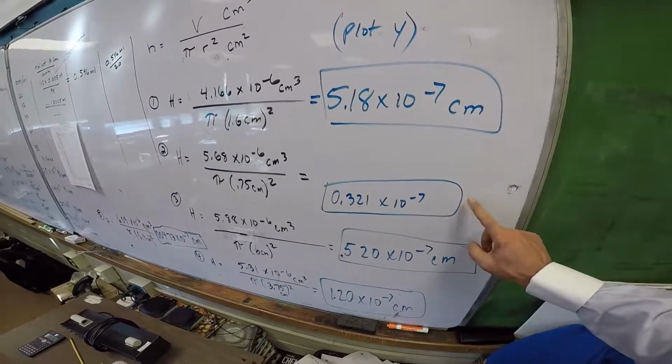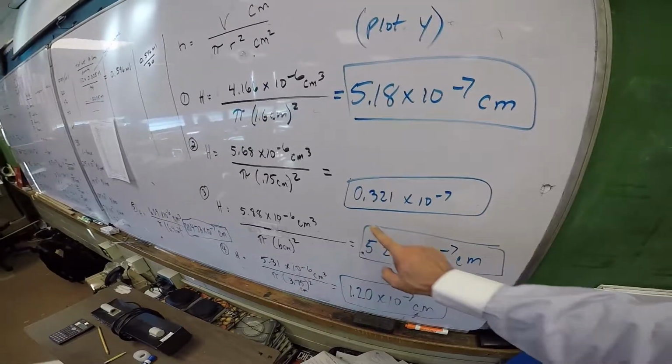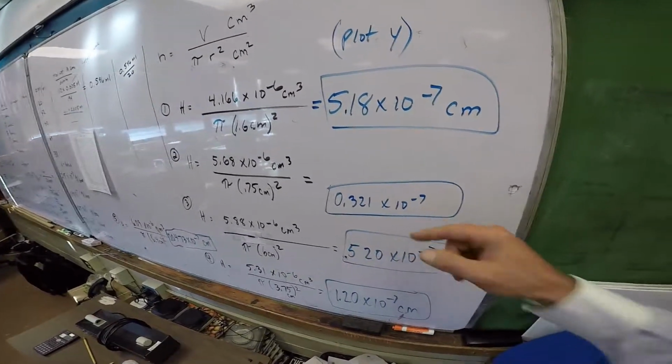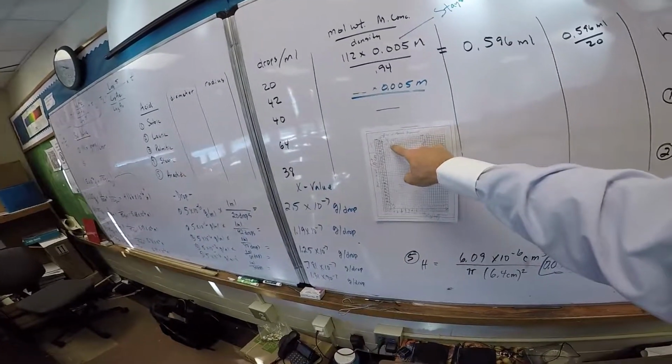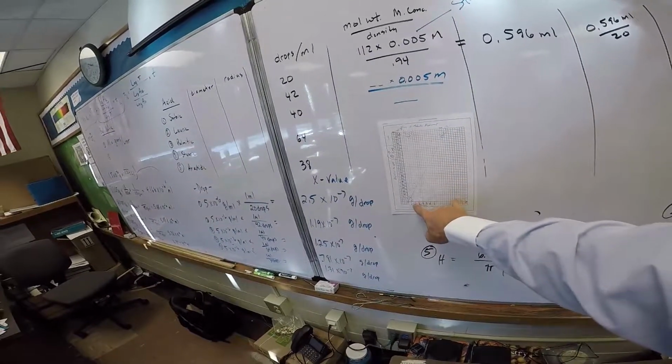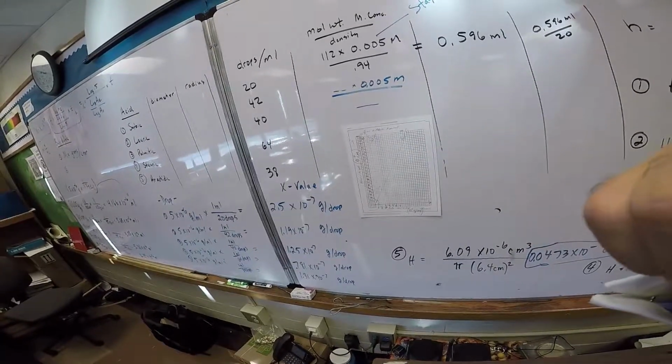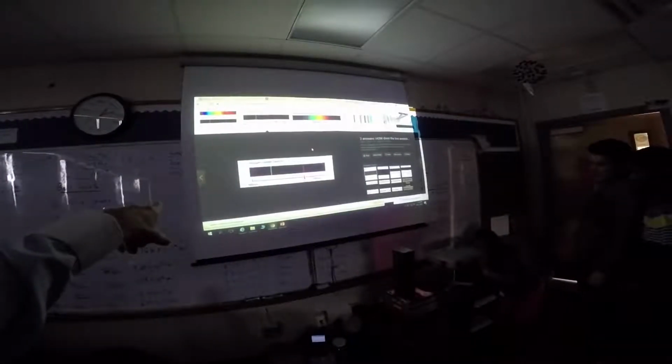Right, Rain did notice there was an error in our data calculation. It should be 0.31 times 10 to the negative 7. So this outlier is incorrect. It's going to fall back down here. We'll apply it here in just a second.